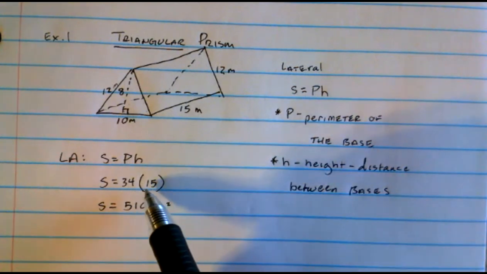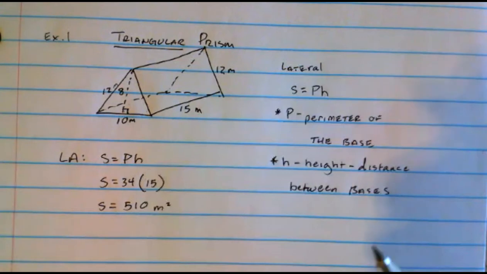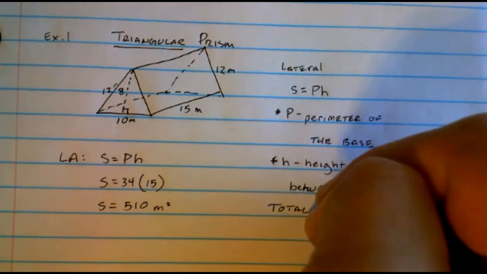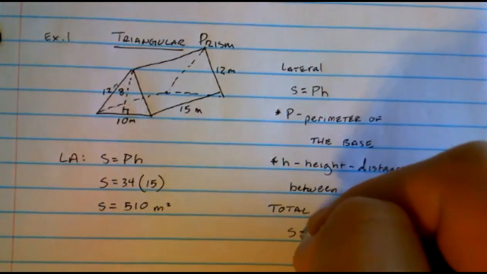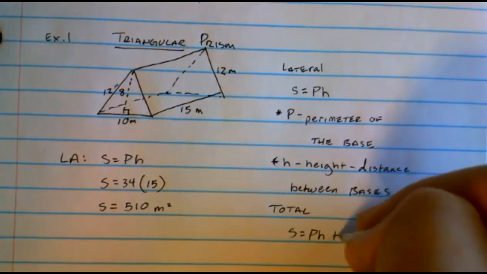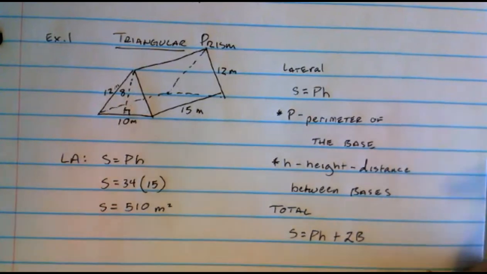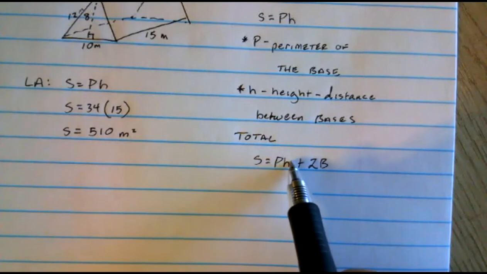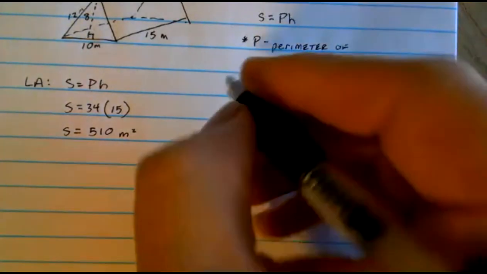Now, the other thing we need to worry about is the total. Okay, so a little note for myself on total. It is S equals capital PH plus 2 capital B. So we already know what this one is, we already know what this one is. We need to know what capital B means.